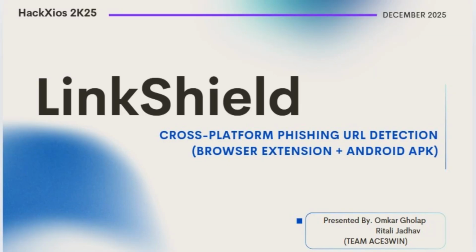Hello everyone, we are team ACE3WIN and today we are here to show you our project Link Shield, our intelligent solution for protecting users from malicious links. Unlike traditional search engines that use blacklists to classify whether a URL is malicious or not, our system uses features that are extracted from the structural part of the URL to classify, and hence it is more reliable.